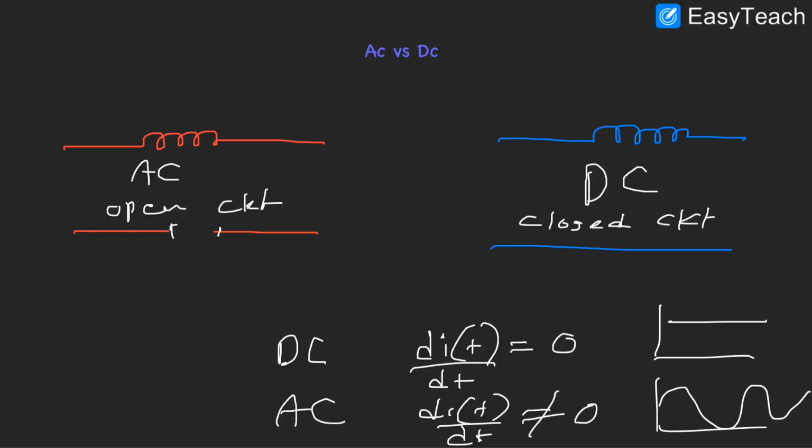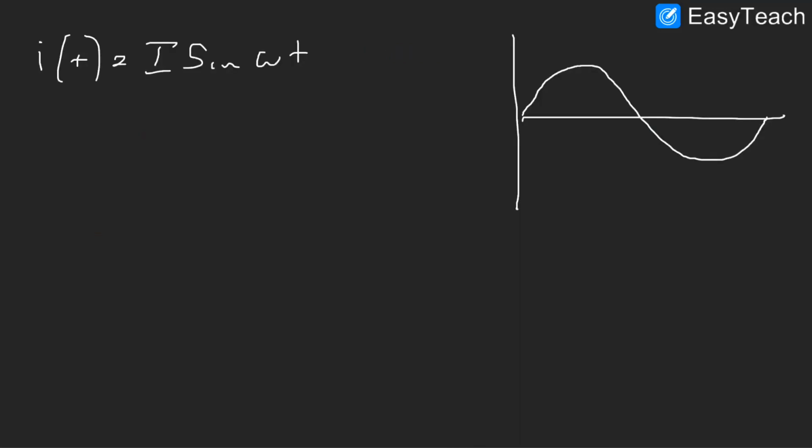All right, so let's dive into that. I have some formulas and we're going to look at them. I have here a sine wave, a current source that is sinusoidal, and the voltage for an inductor is given by the expression: inductance times di by dt.